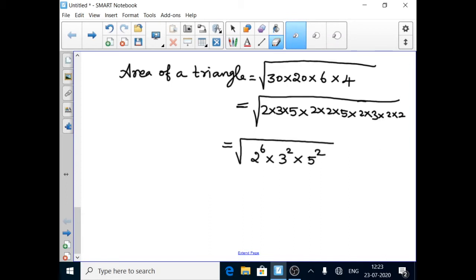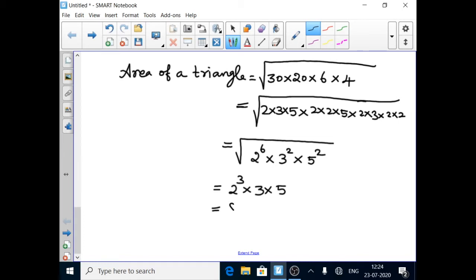So, for each two terms you can take one term outside. That means in 2 we have 6 terms. So what do you get? Half of the term means you can take 3, or 3 terms. So whatever the power is, divide it by 2. So you will get 2 power 3. Then 3 square, from 3 one term comes out. So 3 into then 5. Okay?